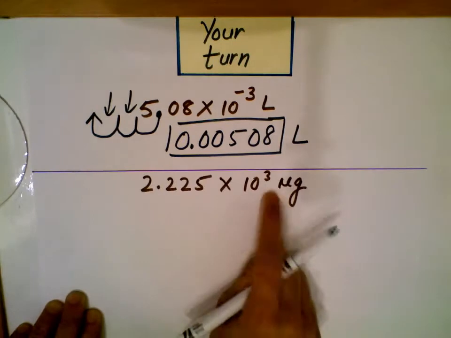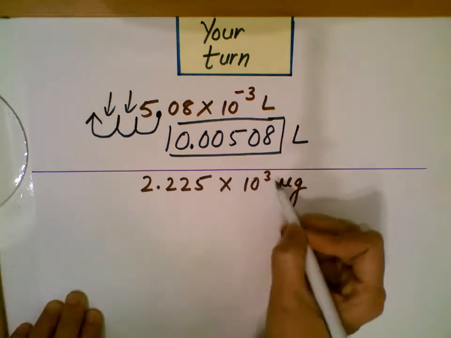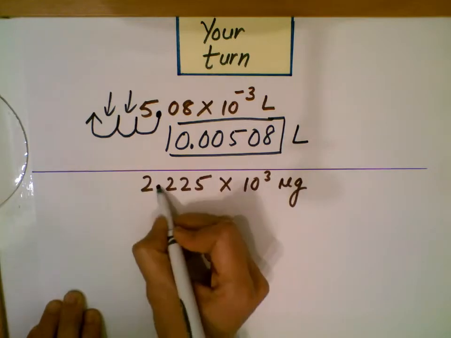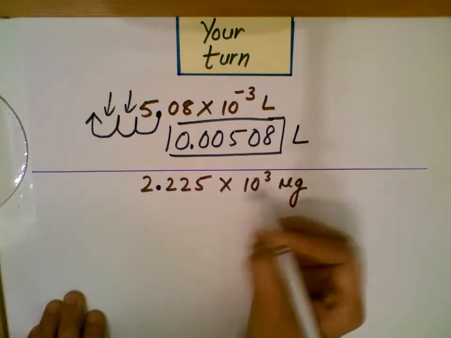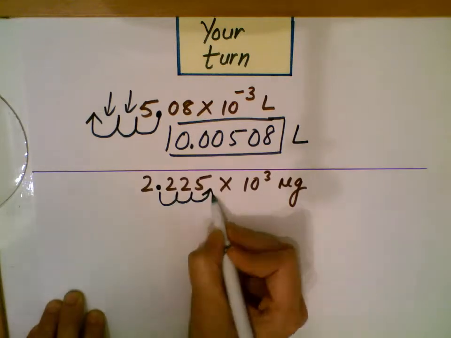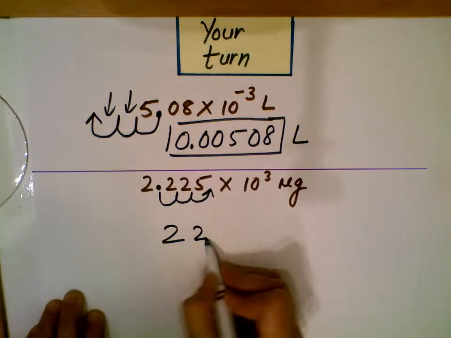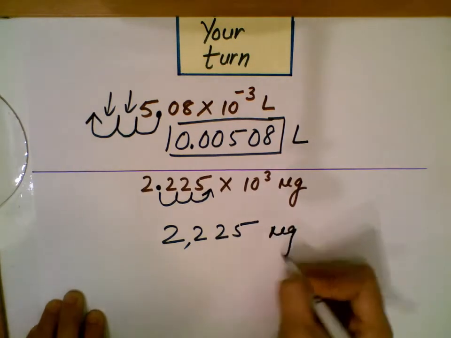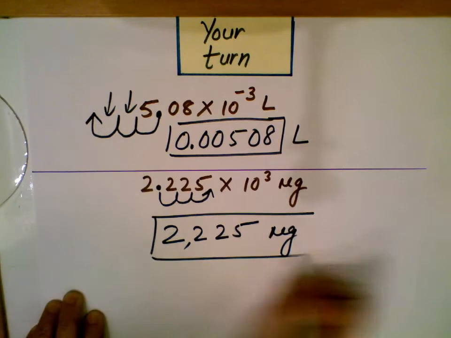Now here the exponent is positive. Since the exponent is positive, you move the decimal to the right. How many places am I going to move right? Since it says 3, I'm going to move 3 places to the right. 1, 2, and 3. Okay, put the comma here. Microgram is the unit since it's a measurement.